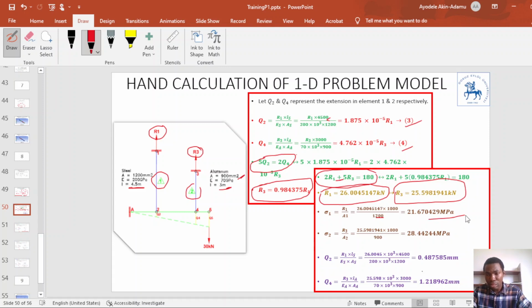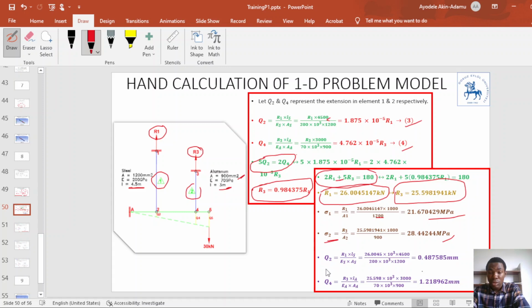So we compute that, and you will get 21.67 MPa. We do the same thing for the second finite element, the internal stress in the second finite element. The axial force in finite element 2 is reaction 3, R3. So R3 divided by A2, the cross-sectional area of the aluminium. If we compute that, we get 28.44 MPa. So these are the two internal stresses in our finite element problem.